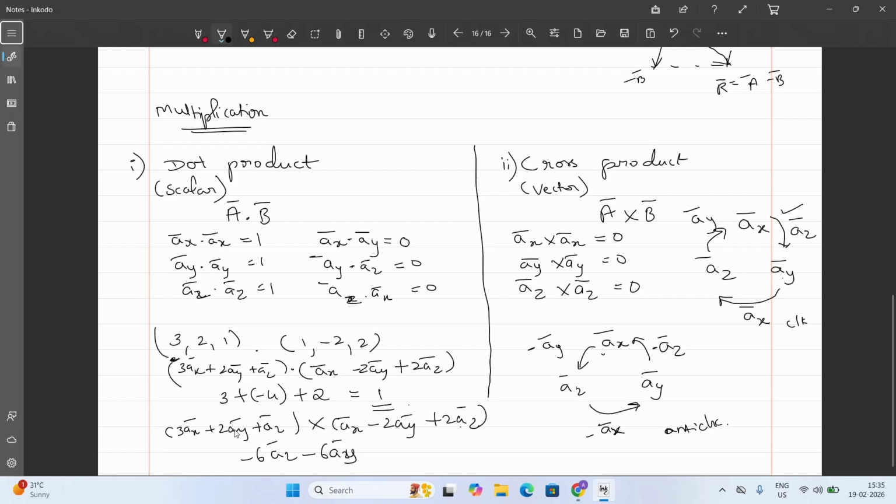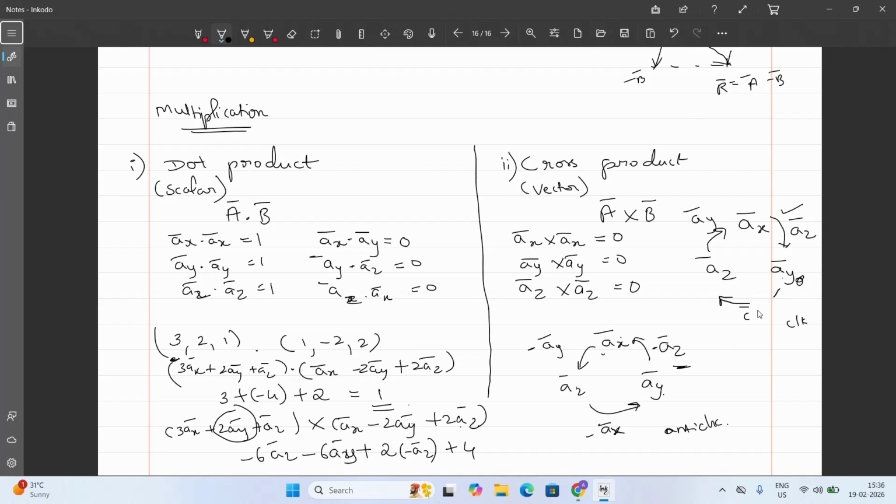Okay. Similarly, next you multiply the second term with all the three. So the second term, if I multiply with the first one, 2 into 1, I'll get 2. Whereas it is ay cross ax. If I'm starting with ay and then going to ax, it is this one, which will be minus az. Okay. Then ay cross ay is 0. Next I have ay cross az, that is 2 into 2, 4. Ay cross az will be here. First is a.